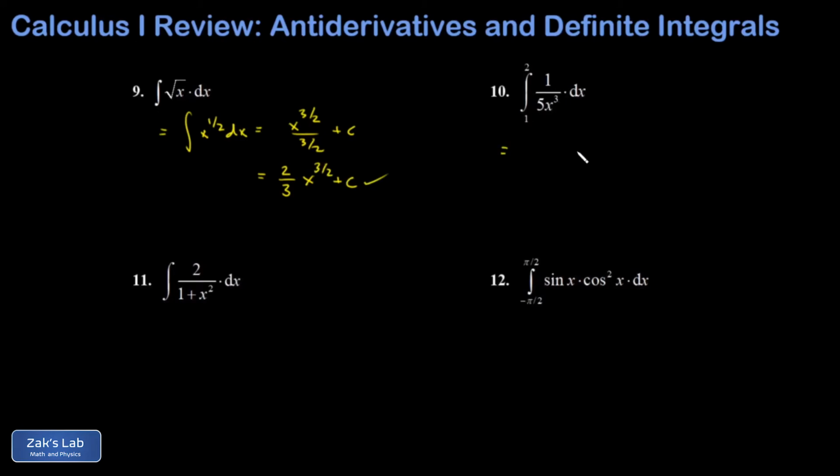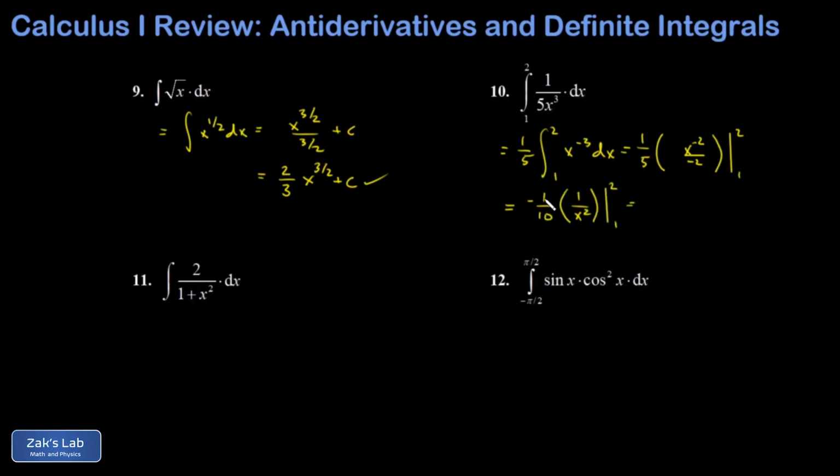I prioritize expressing this as a power function. The 1/5 can be pulled out as a spectator. My integrand is now x to the negative 3. I add 1 to the exponent, divide by the result to get the antiderivative here. And that gives me an x to the negative 2 divided by negative 2. And I'm evaluating from 1 to 2. Pulling that negative 2 out in front, I end up with a negative 1/10. And then I'll rewrite my x to the negative 2 as 1 over x squared.